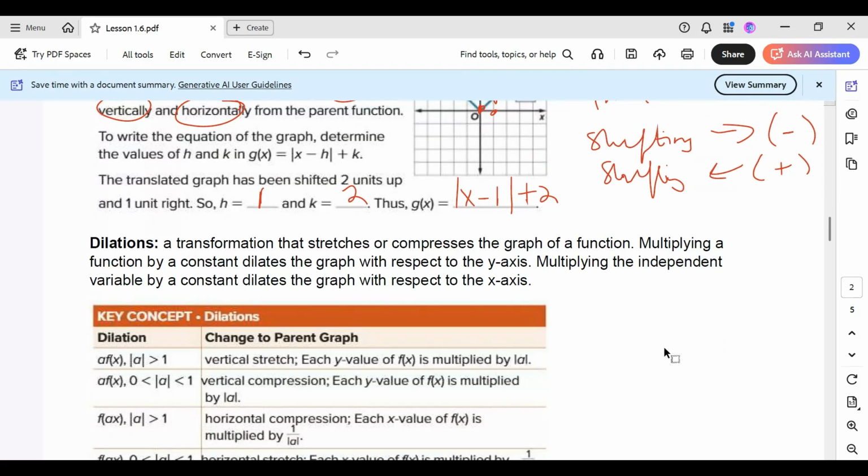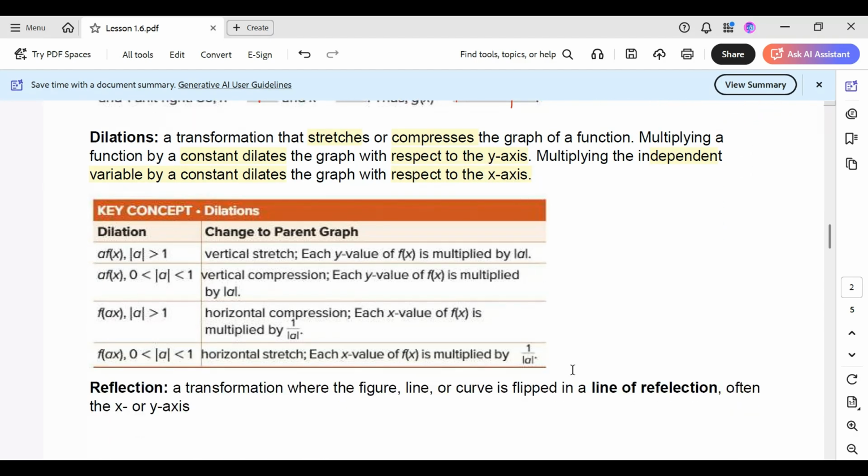Dilations are a transformation that stretches or compresses the graph. Multiplying usually by a constant will dilate the graph with respect to the y-axis. If you're multiplying by an independent variable, which means it's a fraction, it's going to dilate with respect to the x-axis. So, again, some key concepts.